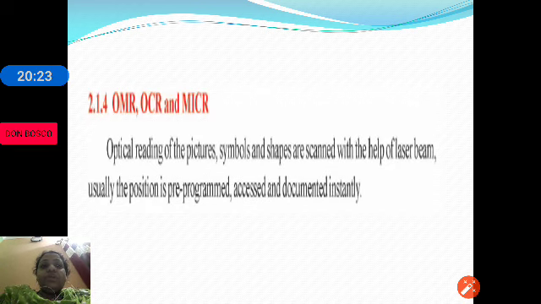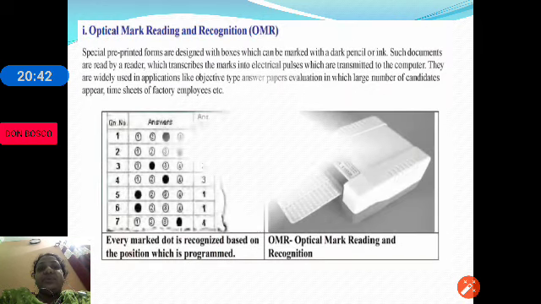Then we have OMR, OCR and MICR. They are also called optical reading devices. They are used to read shapes, symbols, characters, etc. Let us check each one of them and see why they are used.